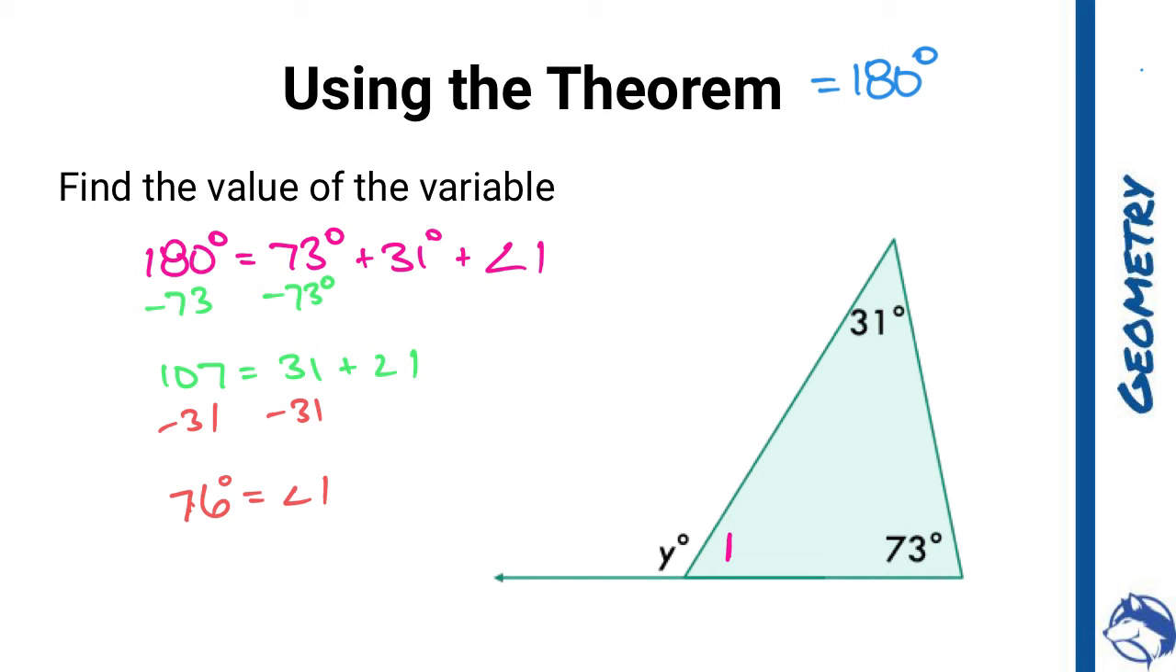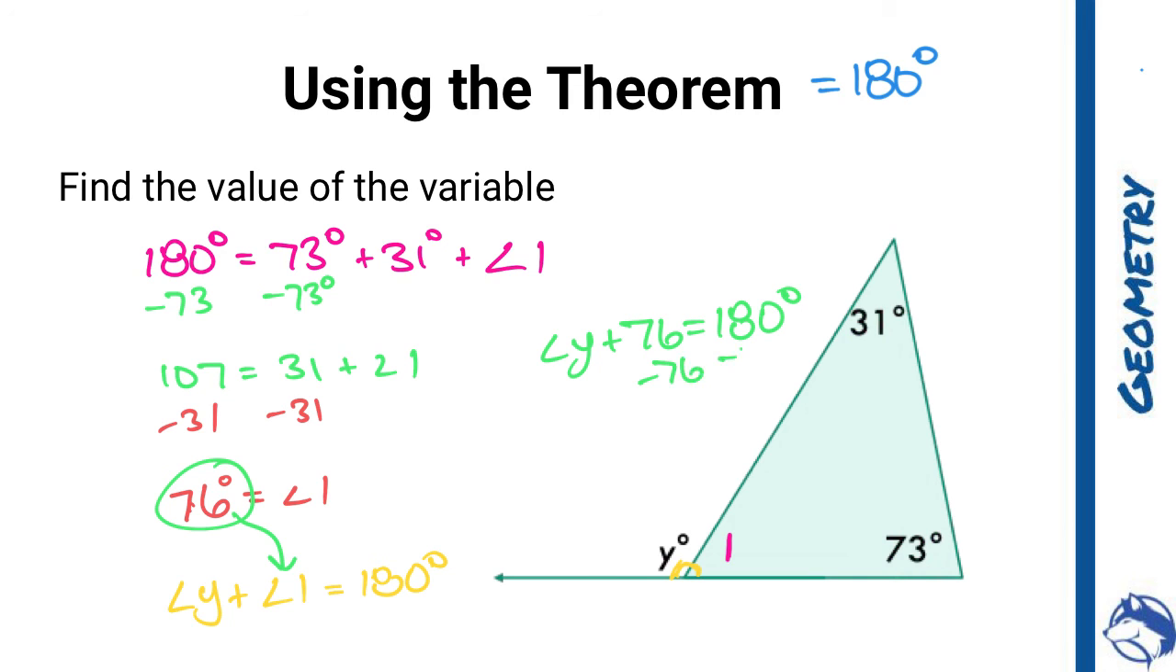Well, the best part about y and 1 is that these are a linear pair. So a linear pair is going to tell me that they're equal to 180. So angle y plus angle 1 is equal to 180. Well, I already know angle 1 is 76, so I'm plugging that in for angle 1. So angle y plus 76 is equal to 180 degrees. Subtract 76 from both sides, and I get angle y is equal to 104.